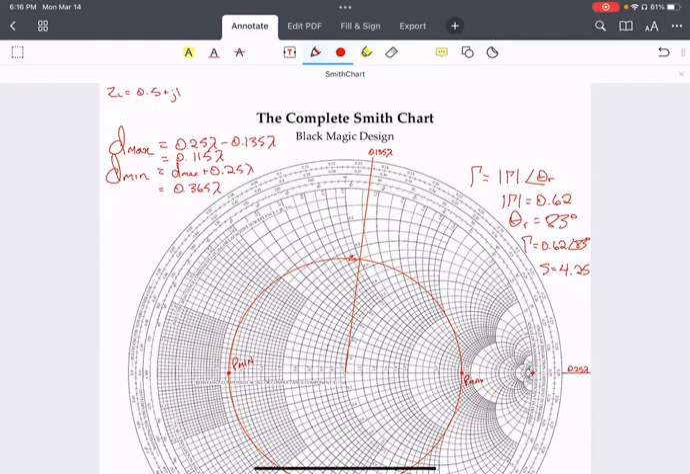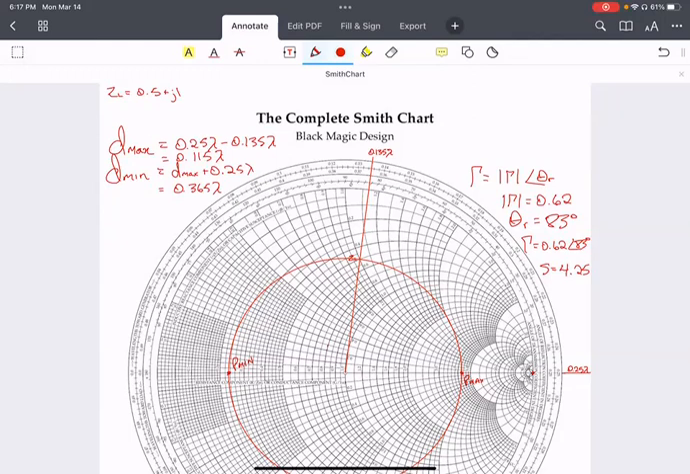Let's say I wanted to make it a little more difficult on a midterm or something, and I said, I want you to find the distance to the third current maximum. The third from the load. So from the load, you've got a current maximum, you keep going: current maximum, current maximum, current maximum. That's the third one. So that was quick, that was good, I like it.